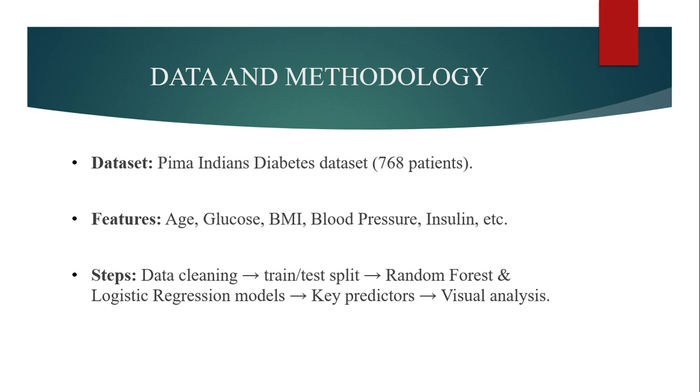I used the Pima Indians Diabetes dataset with 768 patients, and the dataset has features like age, glucose, BMI, blood pressure, insulin, and the rest. After cleaning the data, I split it into training and test sets. I then trained two models, logistic regression and random forest, and evaluated them. Finally, I identified the most predictive features and used visual analysis to better understand the patterns.